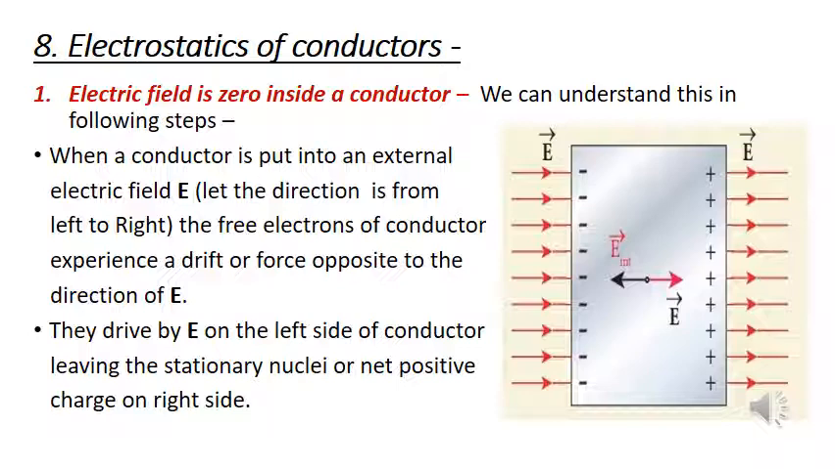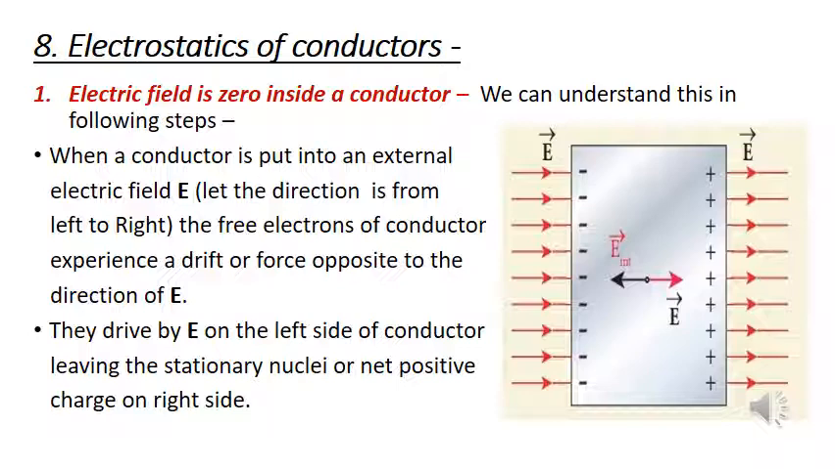Fourth point is electrostatic potential is constant throughout the volume of the conductor and has the same value on its surface. Fifth point is electric field on the surface of the charged conductor is equal to sigma by epsilon naught n cap. Sixth point is surface charge is different at different point of charged conductor. And seventh and last point is electrostatic shielding. So let us understand these points one by one in detail.